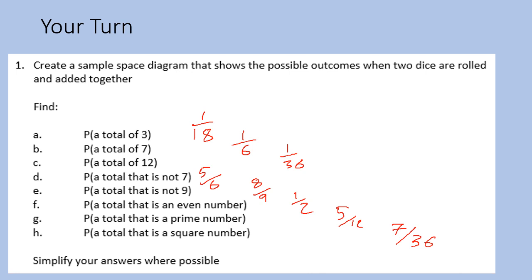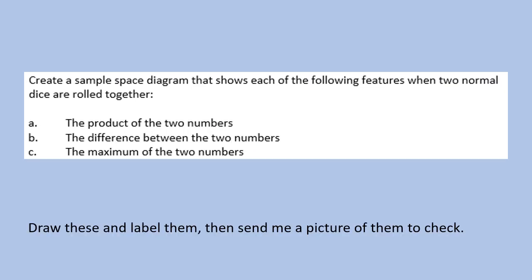This is just drawing some possibility spaces. I need you to draw them and label them and then send me a picture of them to double check them, please. Thanks very much.